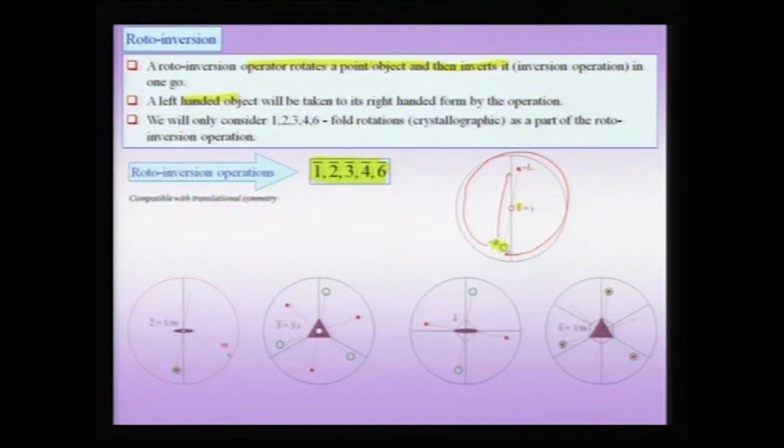And of course, what will happen further if this roto inversion operates again? I will start with this left-hand point, rotate by 360 degrees. In other words, I will go again 360 degrees and come back to the left-handed object, but I will not leave a left-handed object below the plane of the board.